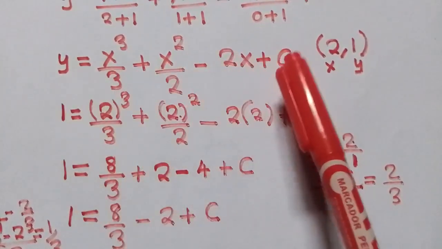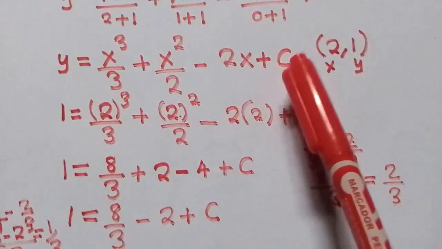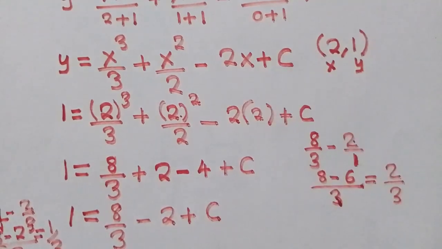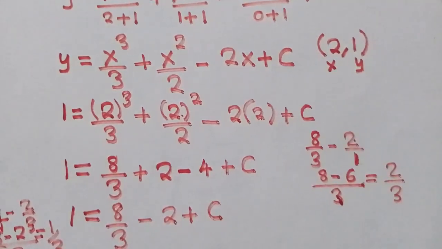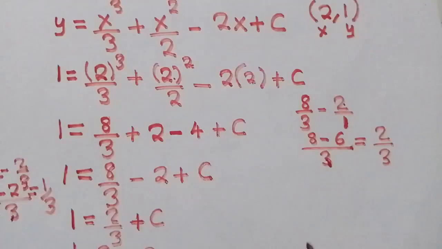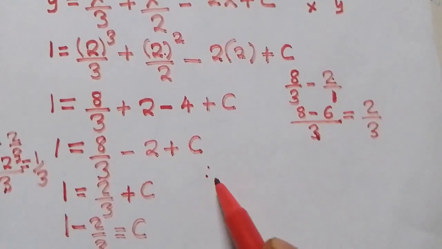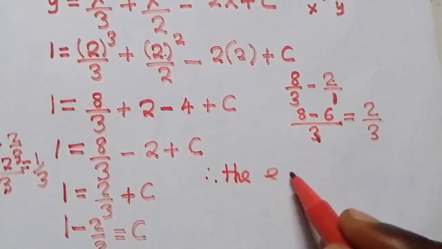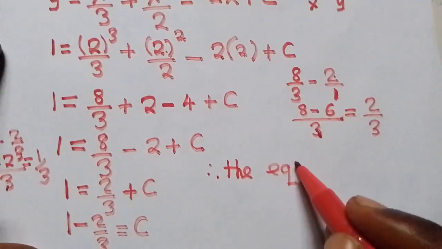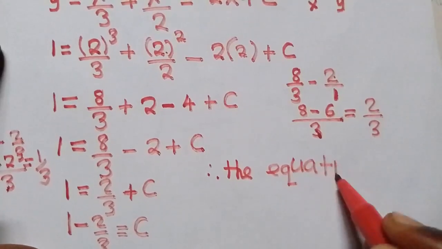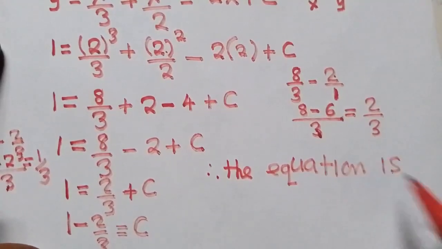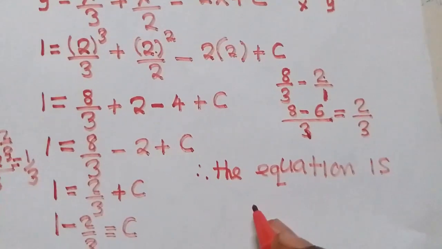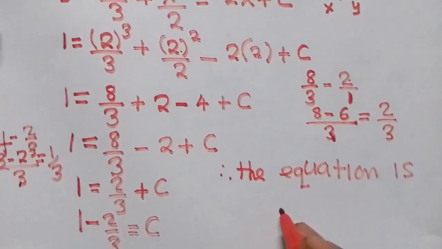So where there is the C there, that's where you are going to put the value that you found, 1 over 3. So you are going to say, therefore, the equation is, this is the equation.